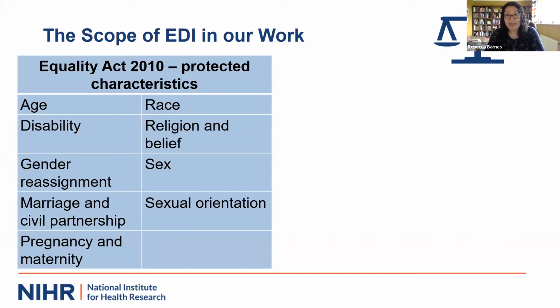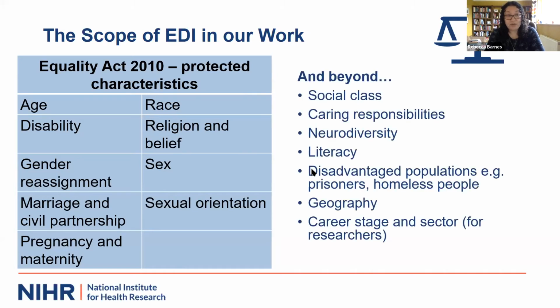So the Equality Act 2010 recognises 9 different protected characteristics, and I'll list these. So we have age, disability, gender reassignment, marriage and civil partnership, pregnancy and maternity, race, religion and belief, sex, and sexual orientation. But the NIHR also recognises the limitations of restricting diversity and inclusion to these protected characteristics alone. Other characteristics are also important, such as social class or socioeconomic status, whether someone is a carer, neurodiversity, literacy.